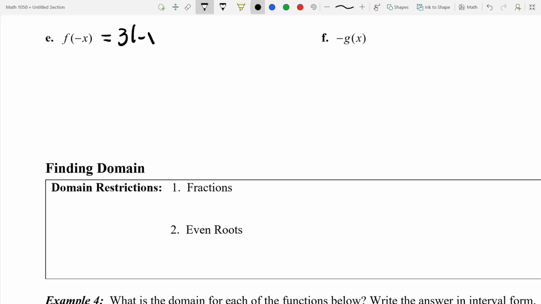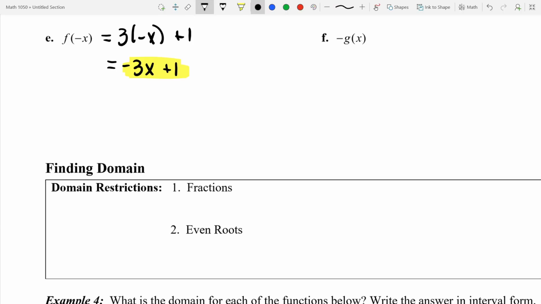So it goes 3 times negative x plus 1. Is that simplified? No, because you have parentheses, right? 3 times negative x is negative 3x plus 1. Highlight it. Done. Good. Next one.